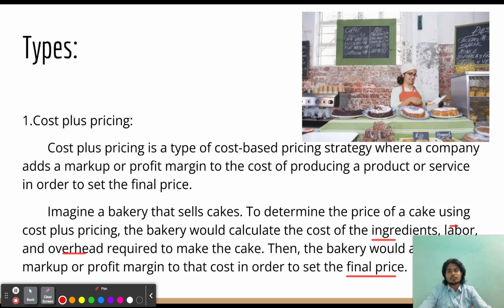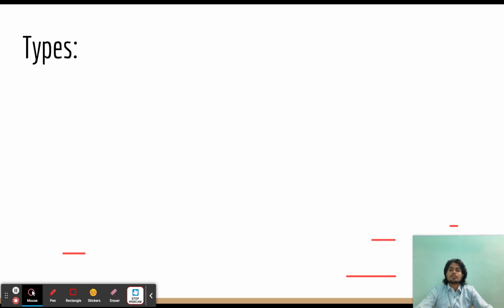The next type is called... No, just give me a moment. Okay. Next type is called... Let me erase it.